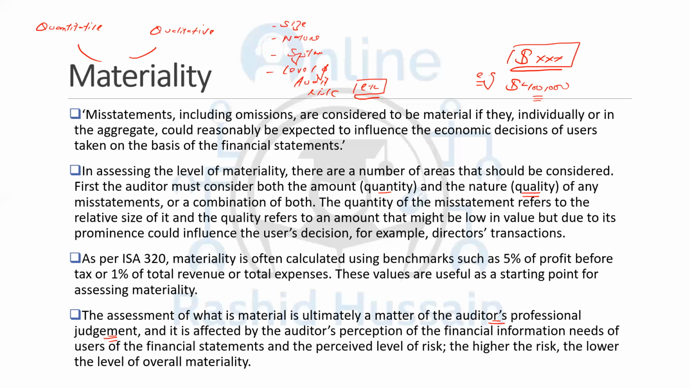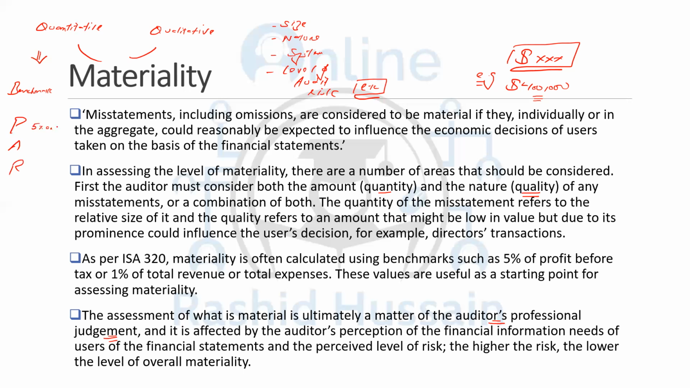Now, the question is, do we have any benchmark or threshold for quantitative materiality? Yes, we do have a benchmark, but it is not defined by any standard. It's actually a generally accepted benchmark, or you can call it the threshold, whatever it is: profit, assets, and revenue.